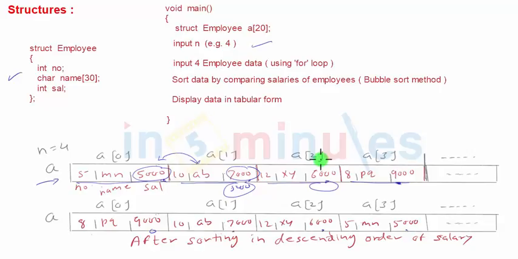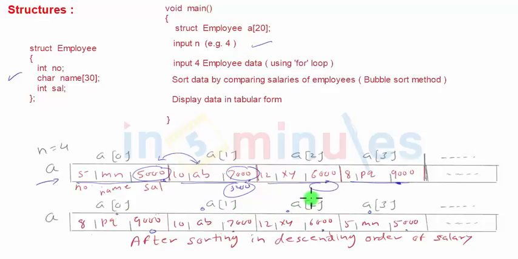There's one more part left. Obviously, in the actual program, we have to again sort data in alphabetical order of names. So after sorting this data in alphabetical order of names, first there will be the employee with name AB, then the employee with name MN, then the employee with name PQ, and then last will be XY.